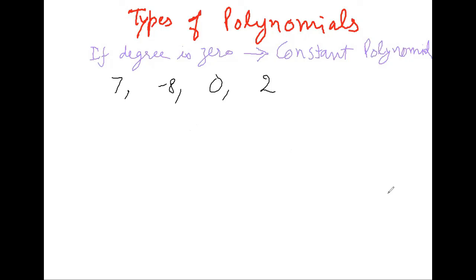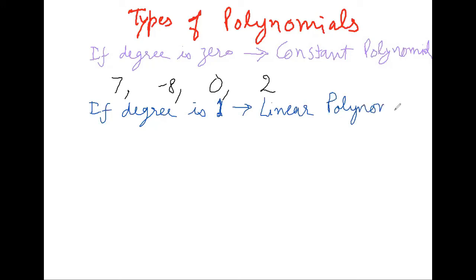If degree is 1, write down. If degree is 1, then the polynomial is called linear polynomial. What is this called? Linear polynomial. Linear polynomial. तब इसको linear polynomial बोलते हैं.